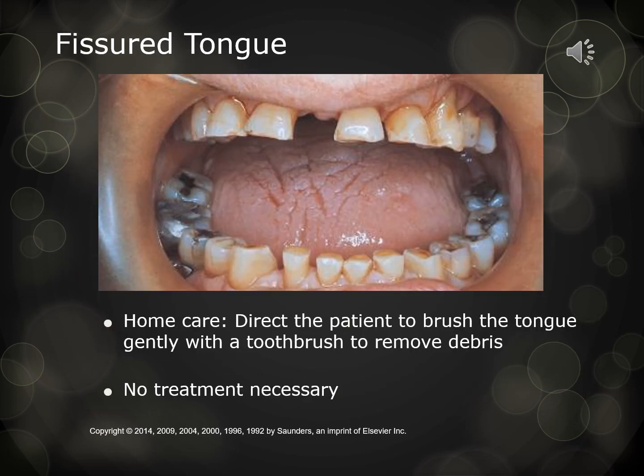Home care for the fissured tongue is to direct the patient to brush the tongue gently, or also to use a tongue scraper. And this is to remove the debris or bacteria from the tongue and the deep grooves. Again, there's no treatment necessary.